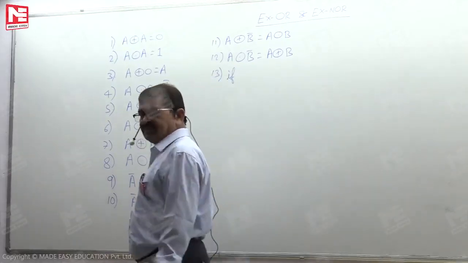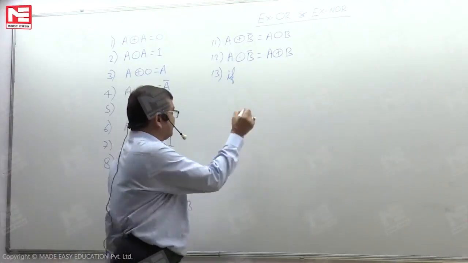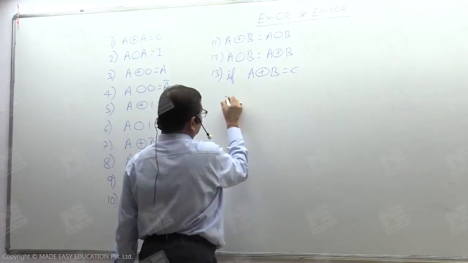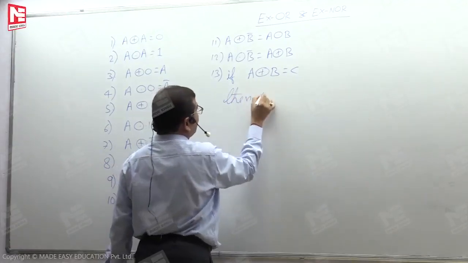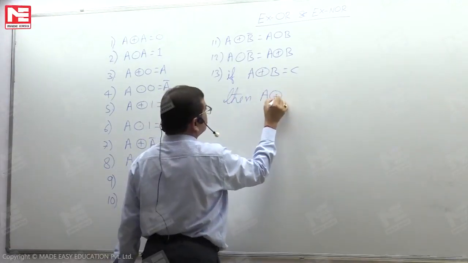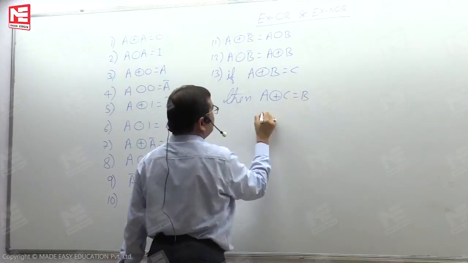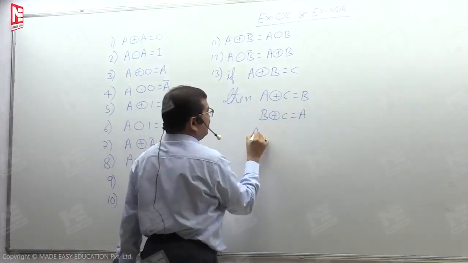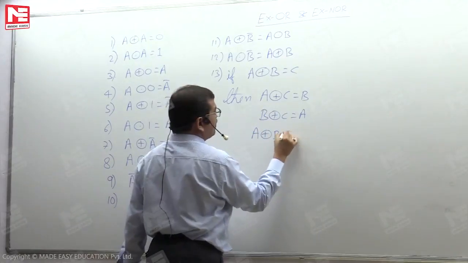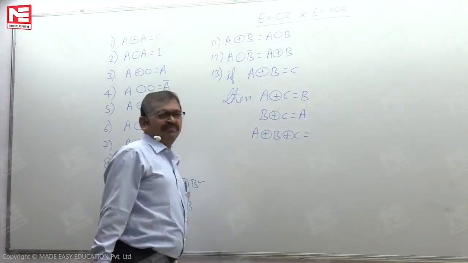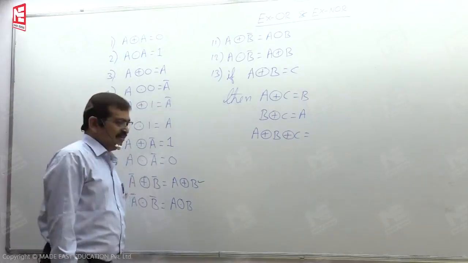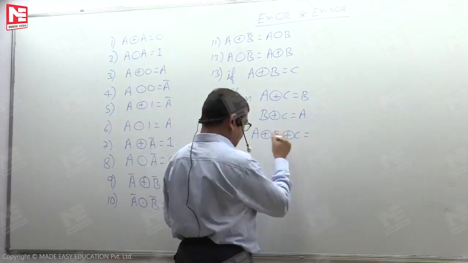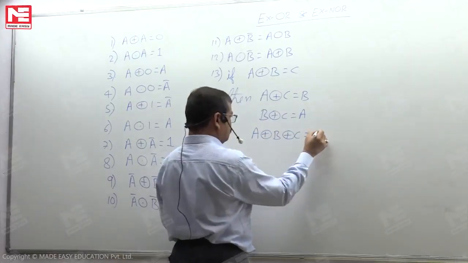Next, let us come to this. If A exclusive OR B is equal to C, then A exclusive NOR C is equal to B. B exclusive OR C is equal to A. Finally, A exclusive OR B exclusive OR C is equal to, by this time, you are supposed to guess the result, it must be equal to 0.